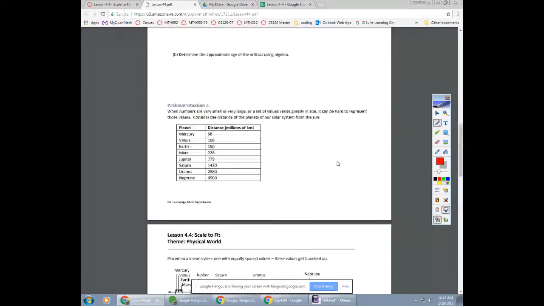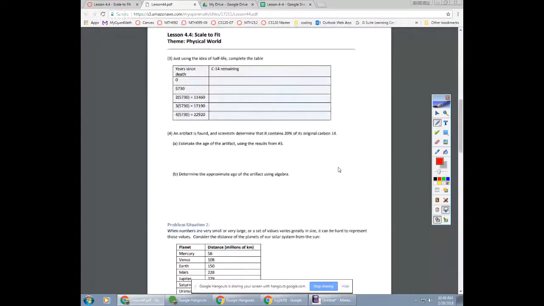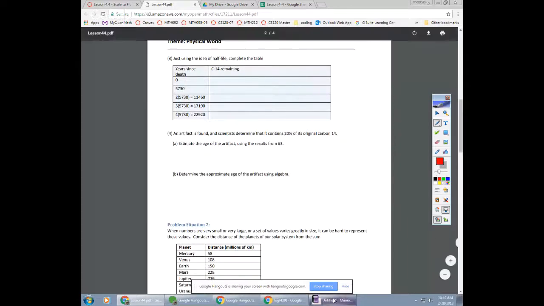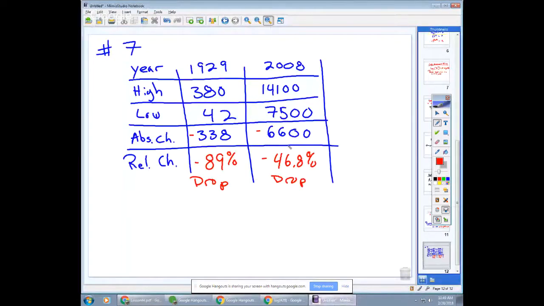The relative change is the second graph, yeah. The relative change is the bottom graph.